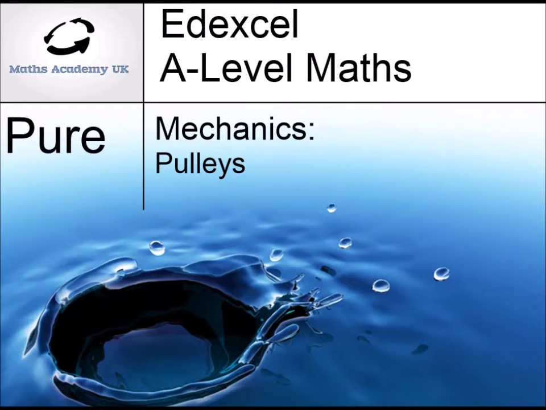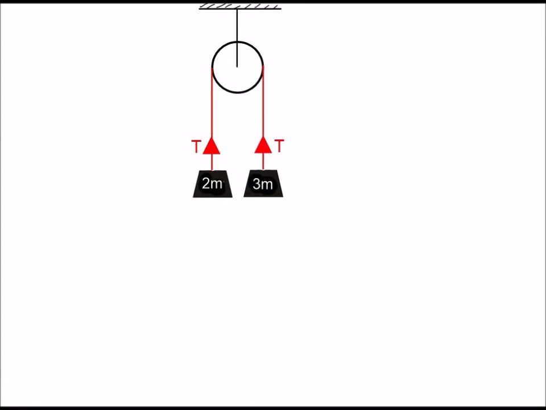In this video we look at pulleys and Newton's laws. So there are two masses. The mass here is 2m, here it's 3m. They are connected by a single, continuous, light, inextensible string.